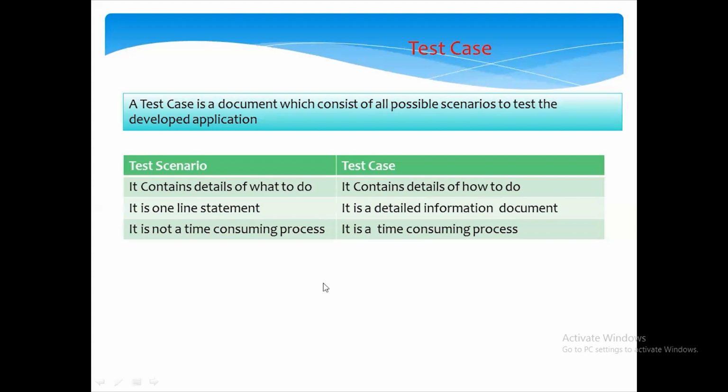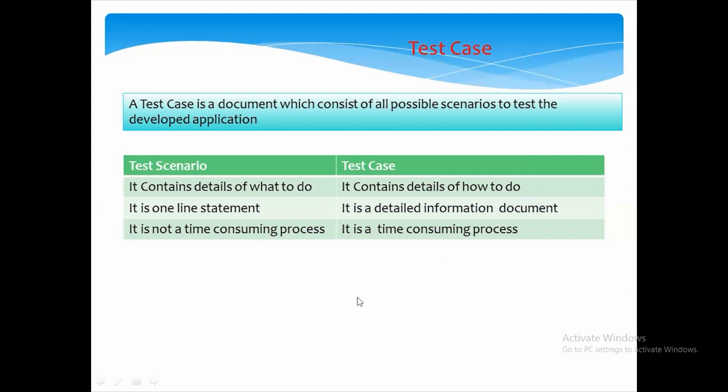The first point is that the test scenario contains the details of what to do, and the test case contains the details of how to do. How to do means it will have steps, like how we can navigate from one step to another step, and from those derived steps we test our developed application.